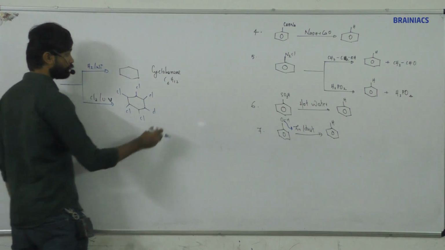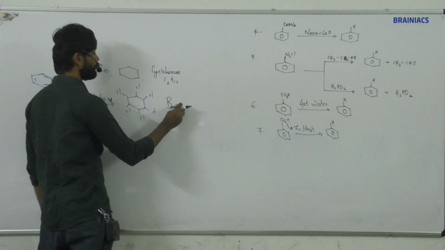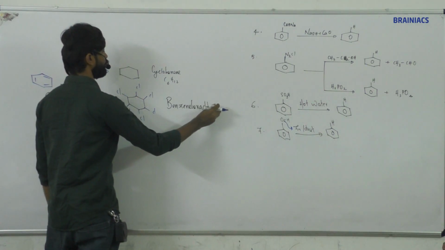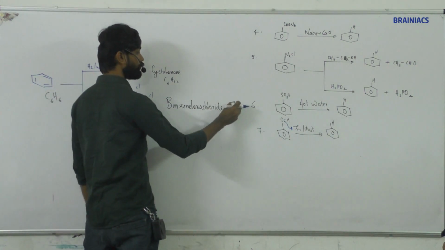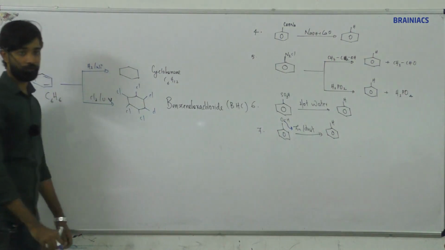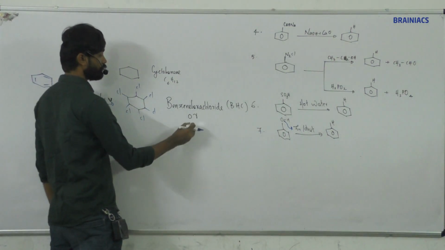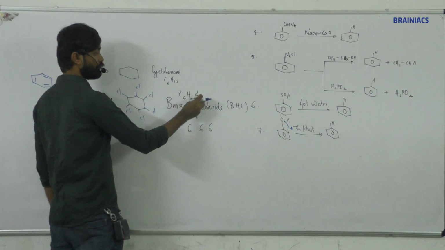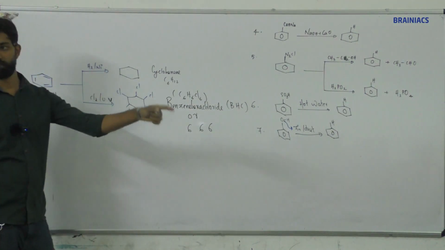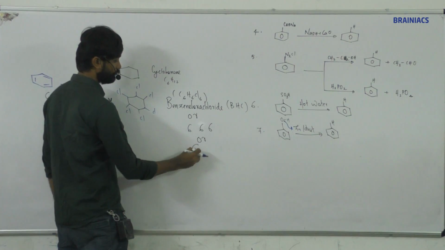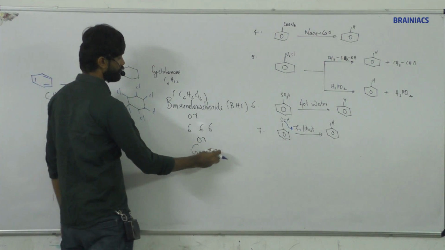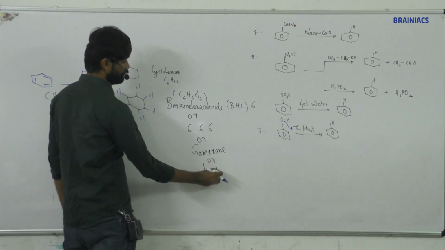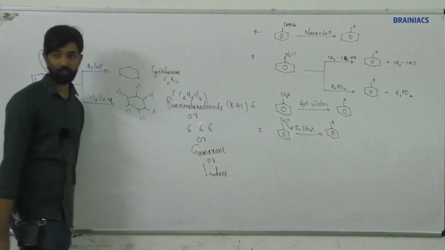This gives benzene hexachloride, abbreviated as BHC, or it is also known as 666. What is the formula? C6H6Cl6, 666, or gammexane, or lindane. It is used as an insecticide.